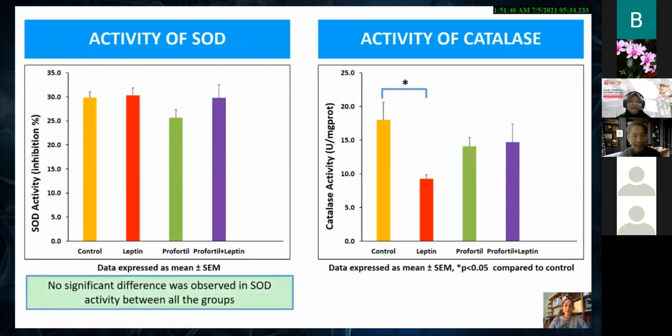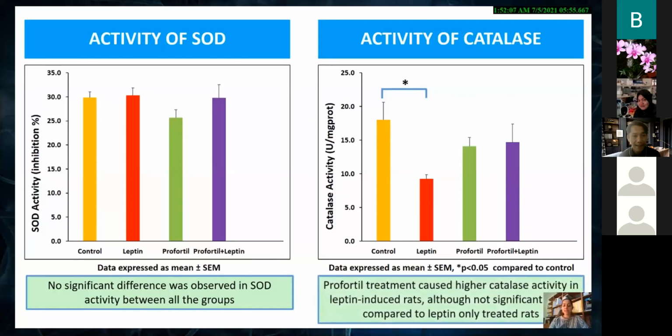No significant difference was observed in the activity of SOD between all the groups. However, activity of catalase was observed to be significantly lower in the leptin-treated rats compared to control. Administration of Profotil in leptin-induced rats was observed to have caused the catalase activity to be slightly higher than that in the leptin-treated rats. However, no statistically significant difference was observed between the two groups.